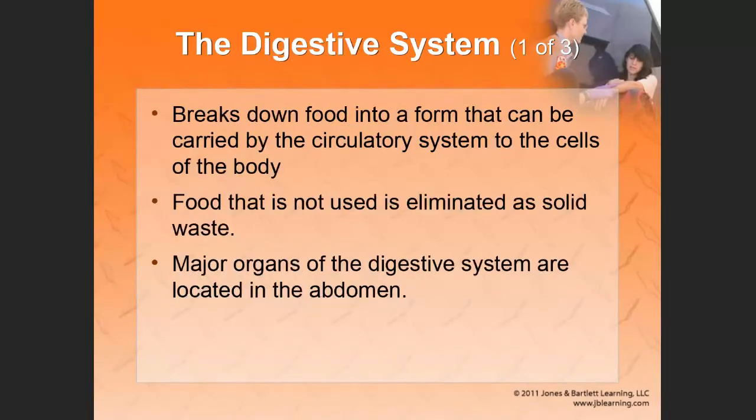All right, the digestive system breaks down food into a form that can be carried by the circulatory system to the cells of the body. The food that is not used is eliminated as solid waste. Major organs of the digestive system are located in the abdomen.